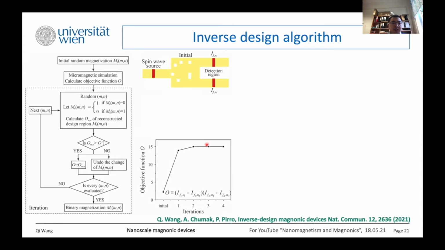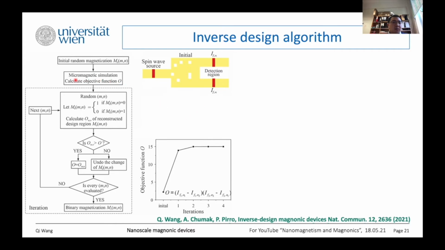What's the objective function? Here the objective function is the intensity of F1 in the first output minus the intensity of F1 in the second waveguide, times the intensity of F2 in the second waveguide minus F2 in the first output. So what's the meaning of this objective function? If this objective function is maximal, that means frequency 1 will go to the first waveguide, and frequency 2 will go to the second waveguide, and the crosstalk between them is minimized.